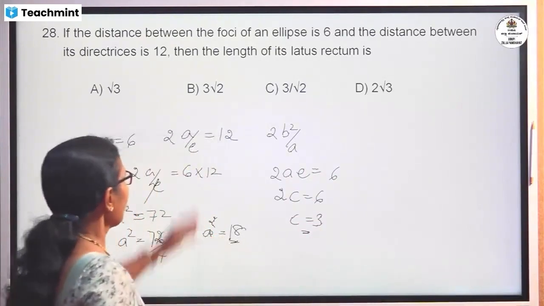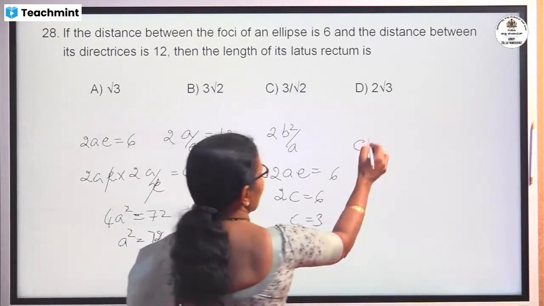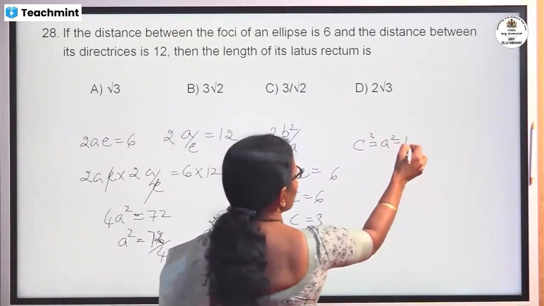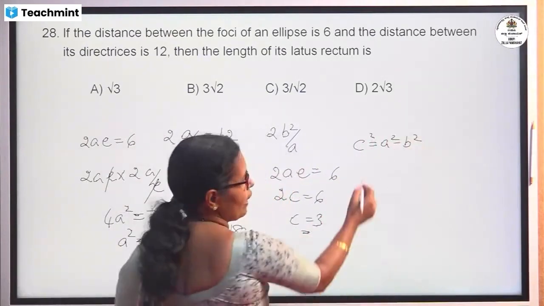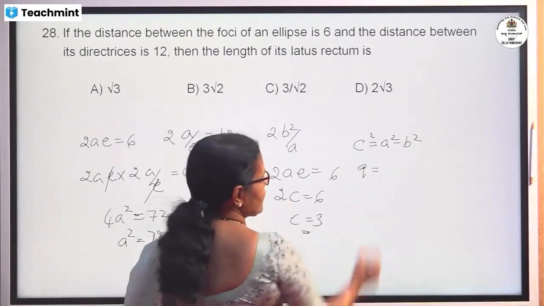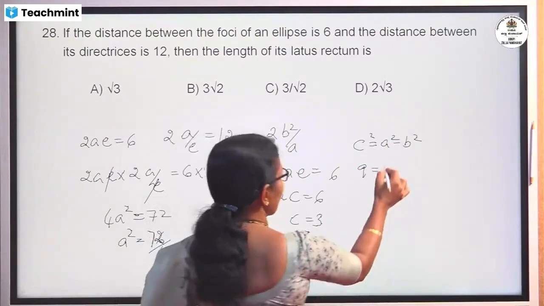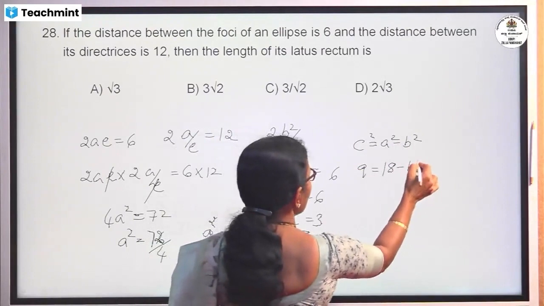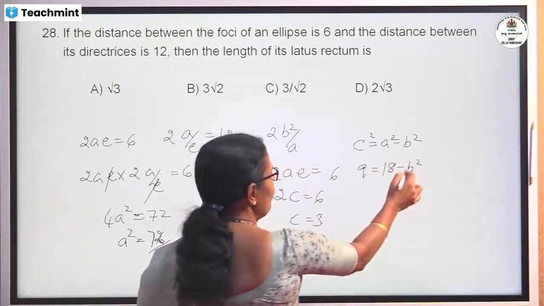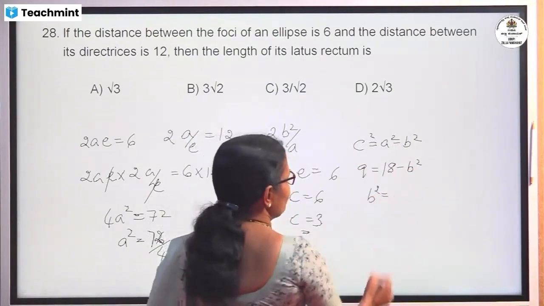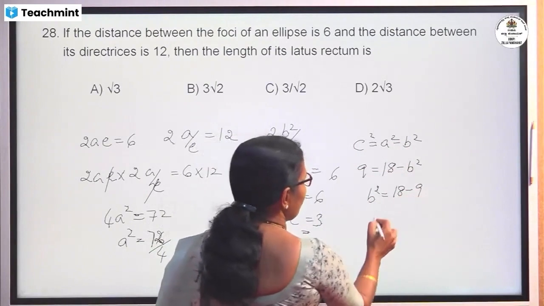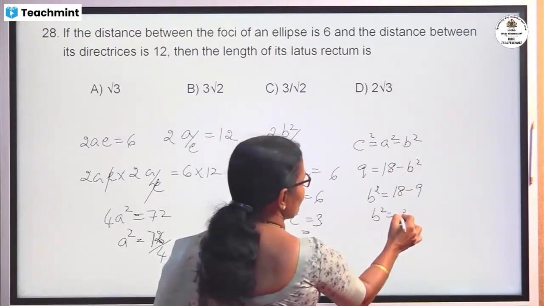In an ellipse, C square is equal to A square minus B square. We know the value of C, then C square is equal to 9, so 9 is equal to 18 minus B square. Now, B square is equal to 18 minus 9, then B square is equal to 9.